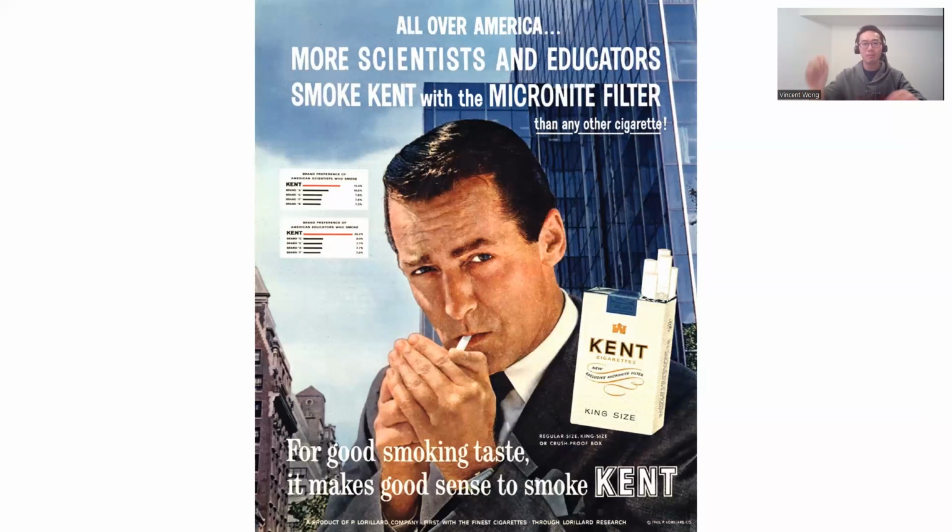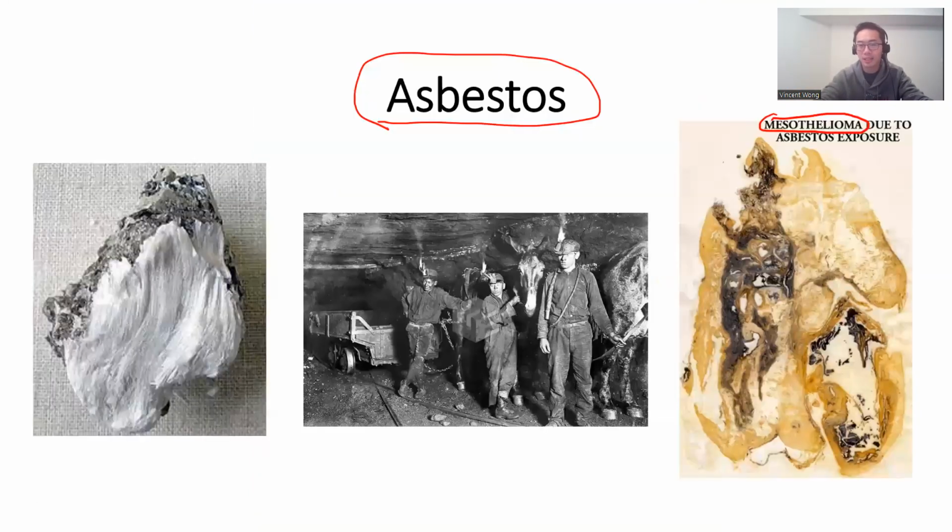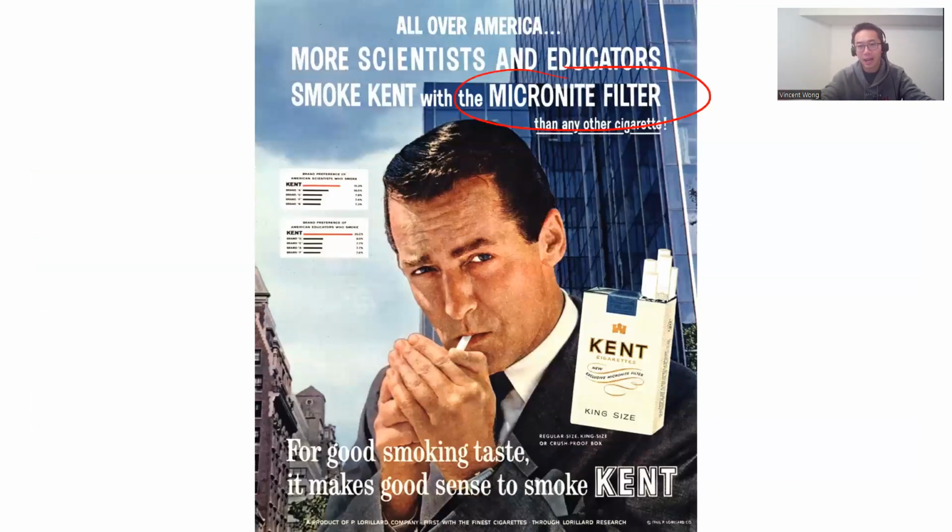We invented a microfilter, at the end of our cigarette. And you can see their advertisement here, right? All over America, more scientists and educators smoke Kent with micronite filter. This filter will filter out all the bad stuff, and you can smoke away and no problem. So guess what the filter contains? You probably know, right? It turns out the filter that they use actually contains asbestos. So the irony here is, even if the filter does work, sure, you're not gonna get cancer from smoking, but you're definitely gonna get cancer from exposure to asbestos.